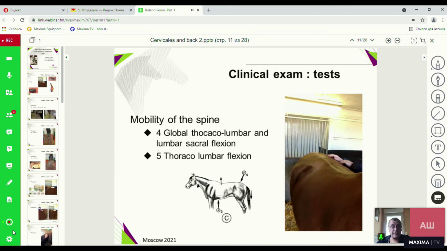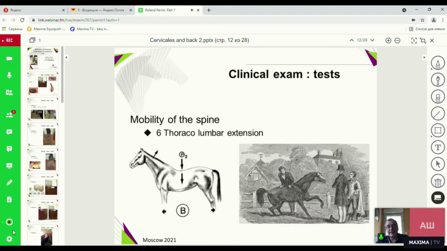After, you can try to have mobilization of the thoracic. Excuse me, I'm lost. Where is my... It's here. Yes. After, you can try to have a thoracolumbar extension.